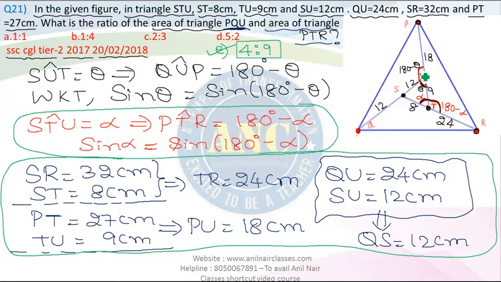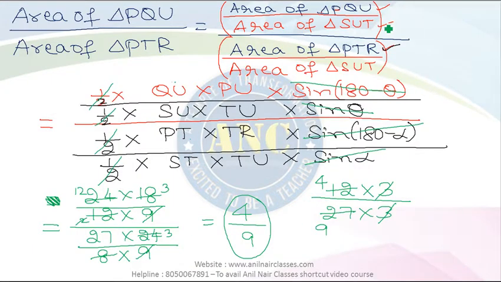The only thing you should do on the first screen is write every value in the diagram itself, and then understand this skill of dividing by the triangle SUT area. Why did we divide? Because sine of 180 minus theta and sine theta are the same, I can cancel it. Similarly, sine of 180 minus alpha and sine alpha are the same, I can cancel it. Rest all values are given in the question. Just simplify, and you will get the answer finally as 4:9. I hope the idea is very, very clear for you people.